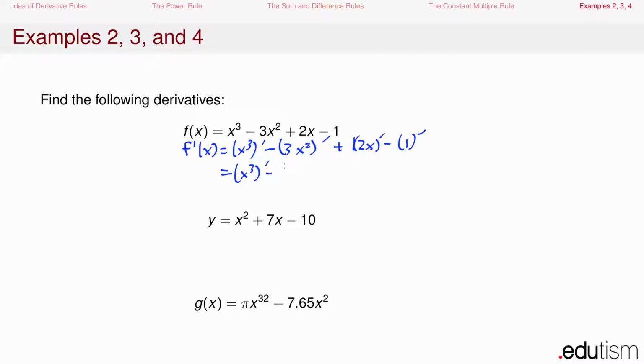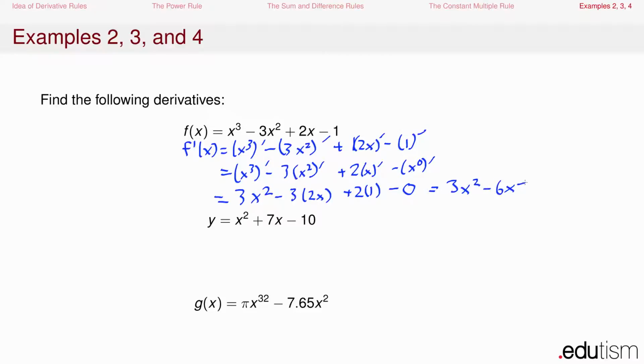The 3x squared I'm going to write as 3 times the derivative of x squared. The 2x is going to be written as 2 times the derivative of x, and the derivative of 1 can be written as the derivative of x to the 0. Now I'm going to use the power rule to take each of these derivatives. The derivative of x cubed is going to be 3x squared, the derivative of x squared is going to be 2x, the derivative of x is going to be 1, and the derivative of x to the 0 is going to be 0. If we simplify this, it gives you 3x squared minus 6x plus 2.